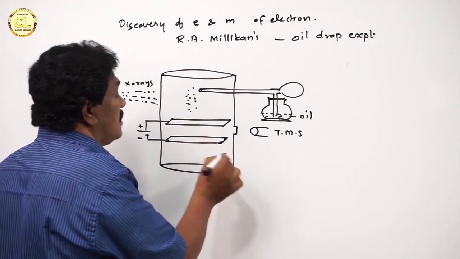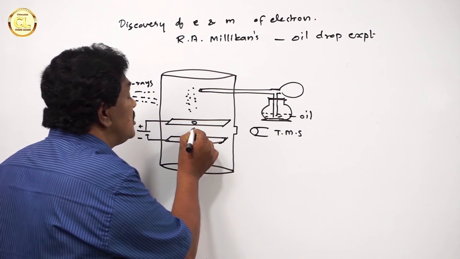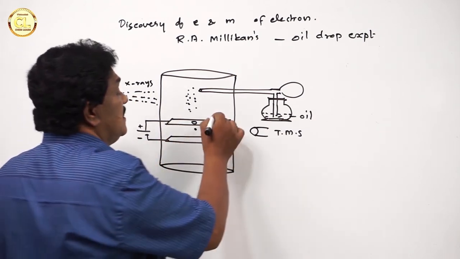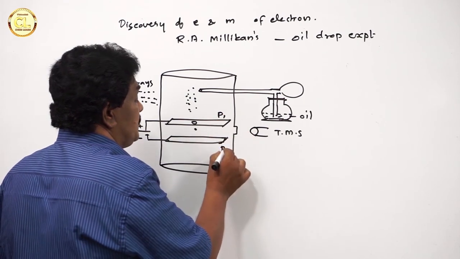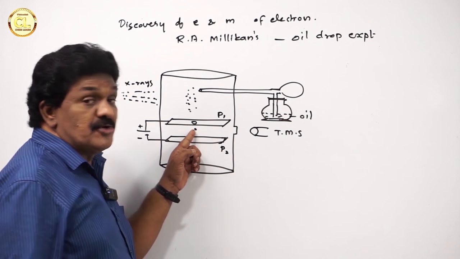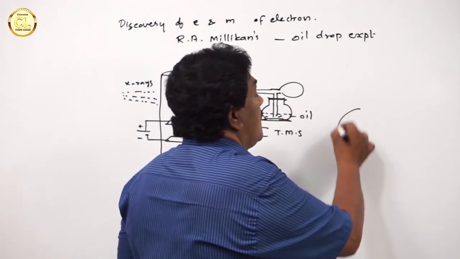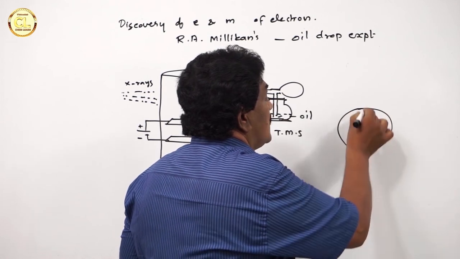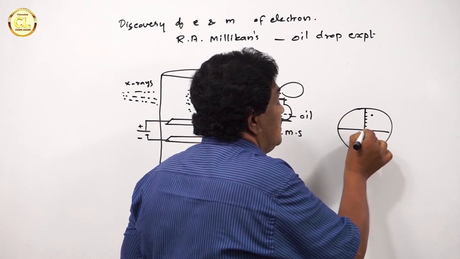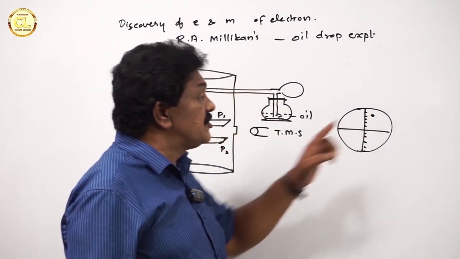Now, one or two charged oil droplets are allowed to enter into the space between these two plates, see P1 and P2. The oil droplet is viewed through the traveling microscope and it is observed in the eyepiece like this. See, this cross wire is graduated. Now, we can see the oil droplet here.